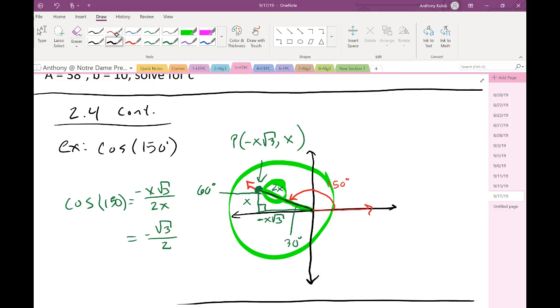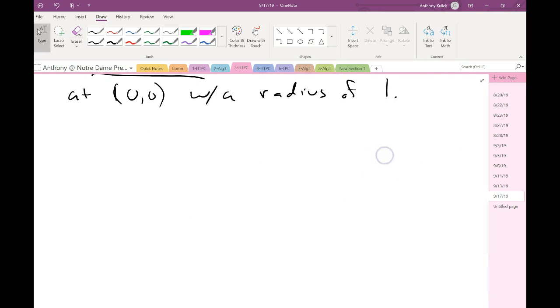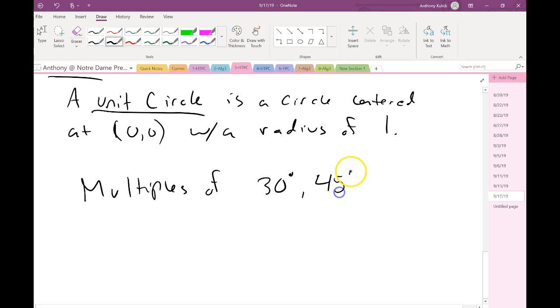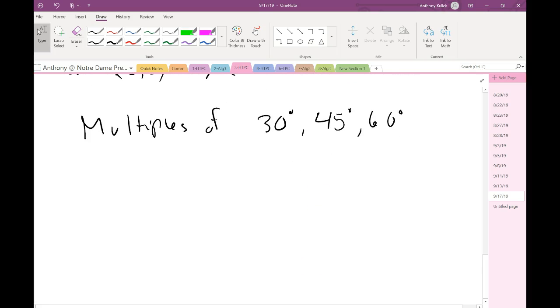So what we want to do is create a circle that is going to contain all the points for the angles that we can find the exact values for. So we want the angles that are multiples of 30 degrees, 45 degrees, or 60 degrees. And we want to label those points that correspond to those angles on our unit circle.